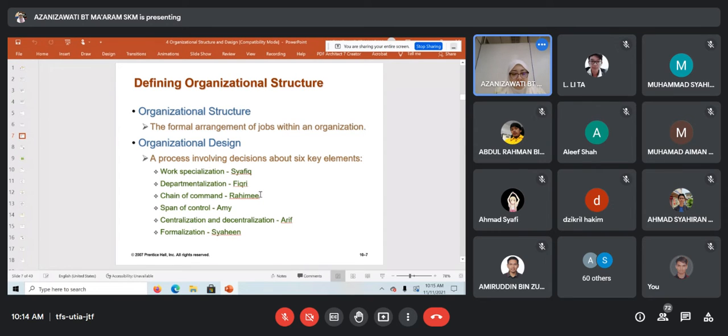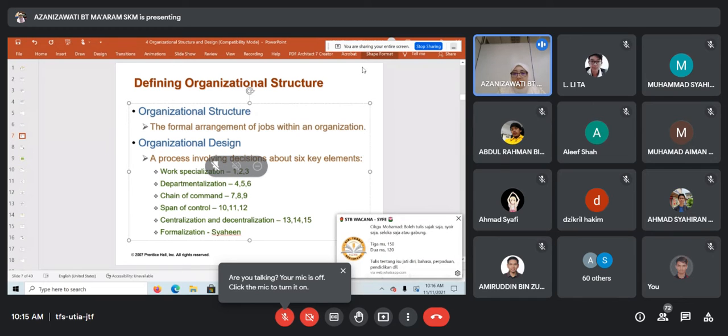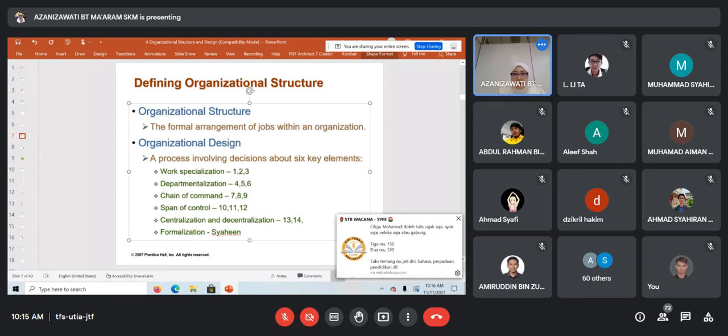We have many groups. 16 groups. So 16, okay, this one, 1, 2, 3, 4, 5, 6, 7, 8, 9, 10, 11, 12, 13, 14, 15. Oh, here we give 13, 14. Formalization 15, 16.